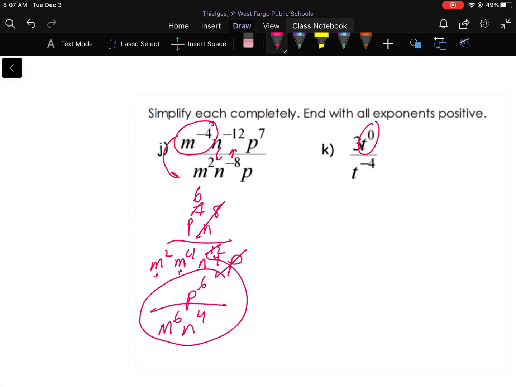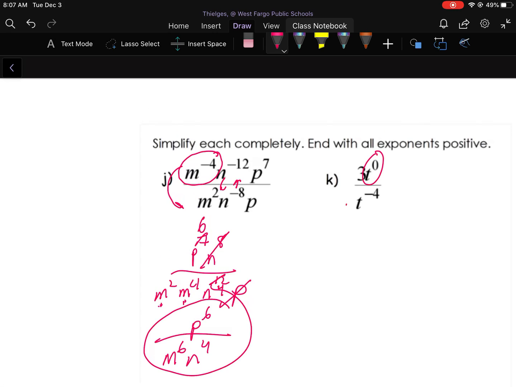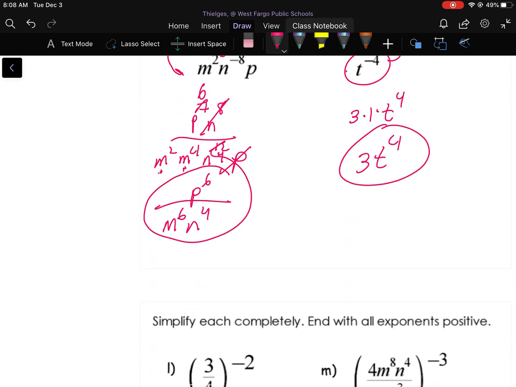Okay, this is the only thing that's being raised to the 0 power, so it's 3 times 1. That's going to move up to the top. So I got 3t to the 4th. Okay.